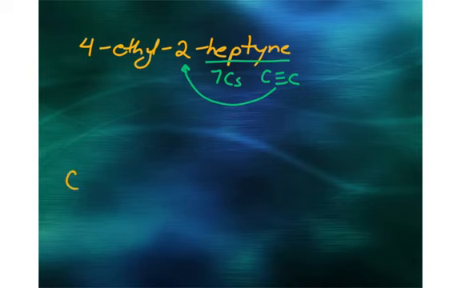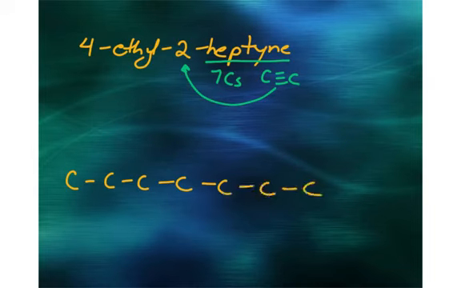Again, I'm going to start with the parent chain. Hept tells me I have 7 C's. Yne tells me I have a triple bond somewhere, and the 2 out in front tells me where to put it. So let's start with our 7 carbons in a row. 1, 2, 3, 4, 5, 6, 7. And on the second one, there's a triple bond. So 1, 2, I'm going to start counting from the left. And again, I tell you the lower of the 2 numbers, so it starts on 2, goes to 3.